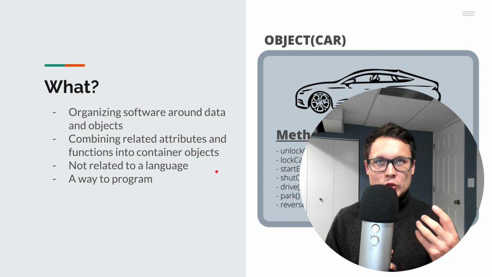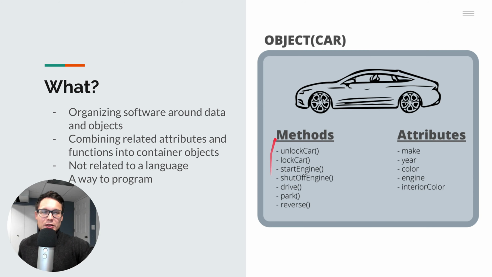And the way I want to show you is let's take a car, right? So I showed you Google Home Mini, but let's take a car. So a car is an object, right? Just think about it like that. And the car has attributes. It has a make, year, color, engine, interior color, and there's so many more, I can't even name them. But at the same time, it also has methods. Now, methods are functions, just a very fancy word for functions. That's all it is. And the methods for this car are, you can unlock a car, you can lock a car, you can start an engine, you can shut off the engine, you can drive it, you can park it, you can reverse it. And there's obviously many more to it, but that's just an example.